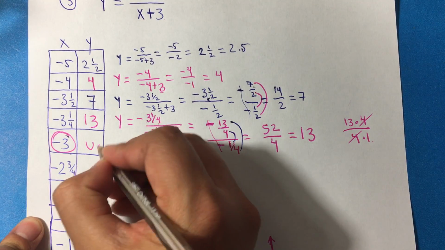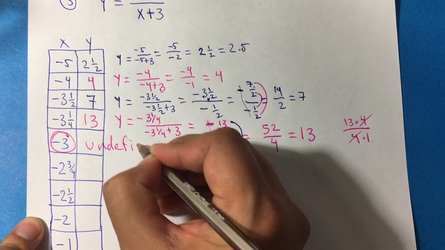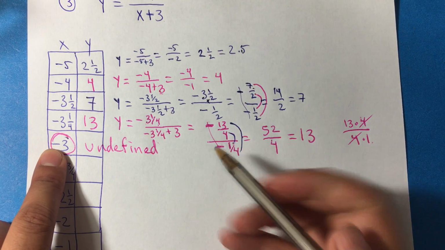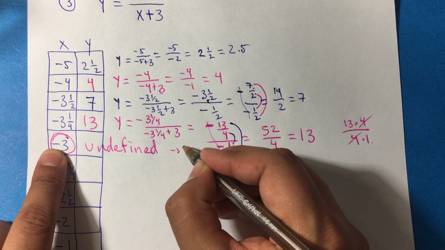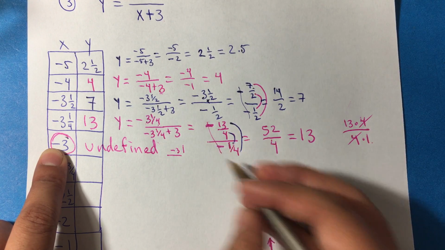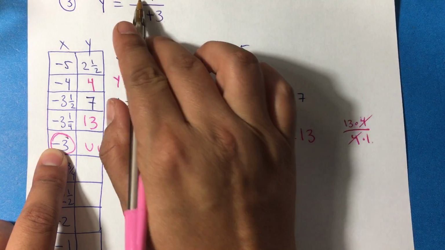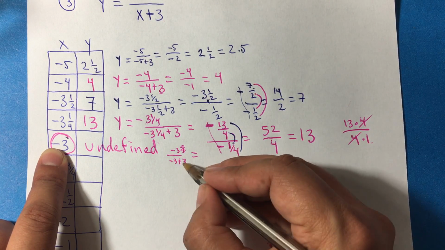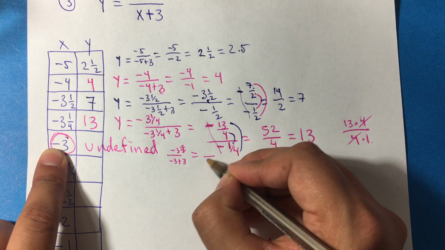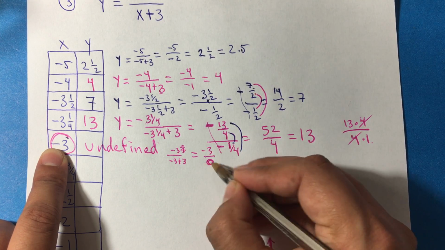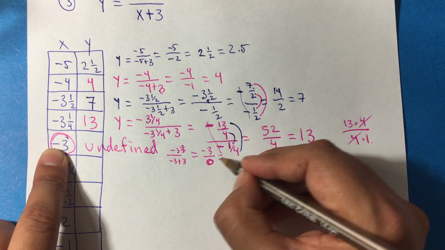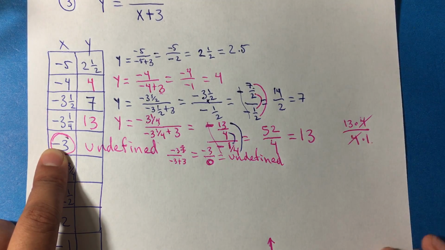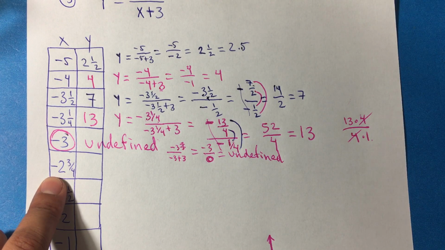In here, we already know that this is undefined. Why? Because if we get -3 over -3 plus 3, -3 plus 3 is 0. We cannot have 0 in the denominator because that will always be undefined. Okay, we cannot have that in the denominator.